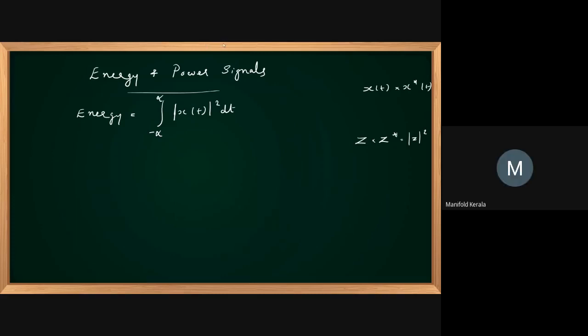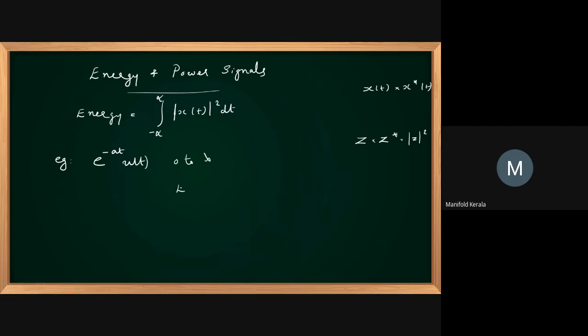So this is the relation for the energy of a signal. Energy is given by integral minus infinity to plus infinity mod x of t square dt. Now, as an example, I'm taking the signal e raised to minus at into u of t. This is a signal which exists from 0 to infinity because u of t is there.